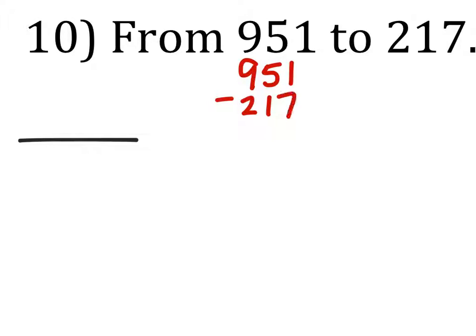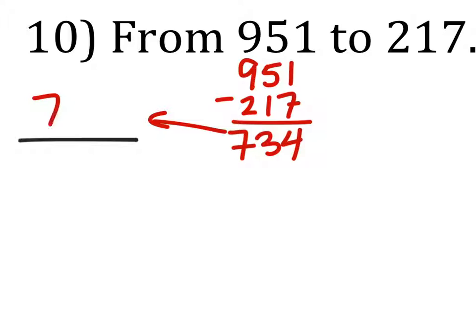All right, on number 10, we're going from 951 to 217, finding the percent of change. So how much did this one change? Now, to find that, we're just going to take the bigger number, no matter which one we started with, and then subtract the smaller one. And 951 minus 217, 734. So that's the change, which is the numerator.